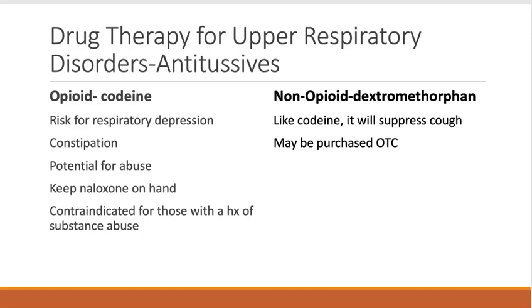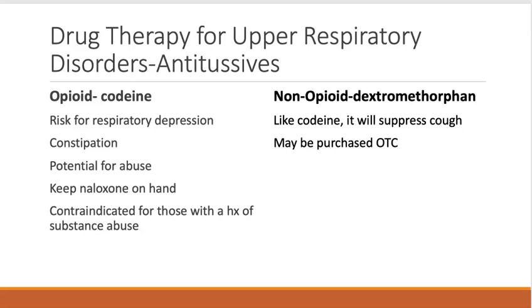Antitussives. So you may see the opioid drug codeine. Now with opioids, which we will talk about later in the semester, opioid drugs are often prescribed for pain. They have opioid effects, which can cause respiratory depression. Other effects are constipation. There is potential for abuse of this medication, as there is with any opioid like fentanyl. You want to keep naloxone on hand if somebody is taking any kind of opioid drug. And it's contraindicated for those with a history of substance abuse, because again, this does have the potential for abuse. So this is codeine.